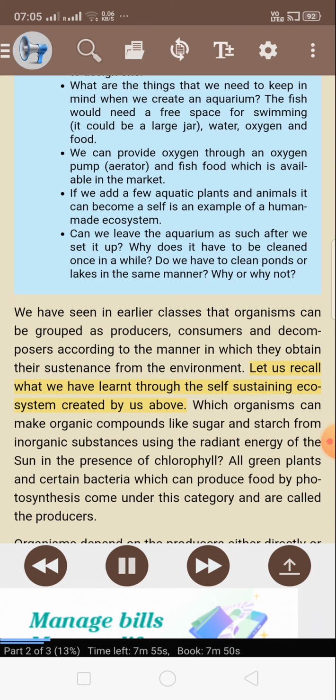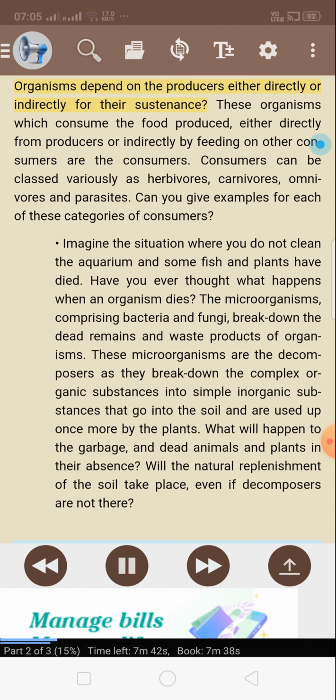Let us recall what we have learned through the self-sustaining ecosystem created by us above. Which organisms can make organic compounds like sugar and starch from inorganic substances using the radiant energy of the sun in the presence of chlorophyll? All green plants and certain bacteria which can produce food by photosynthesis come under this category and are called the producers. Organisms depend on the producers either directly or indirectly for the sustenance. These organisms which consume the food produced either directly from producers or indirectly by feeding on other consumers are the consumers. Consumers can be classed variously as herbivores, carnivores, omnivores, and parasites. Can you give examples for each of these categories of consumers?